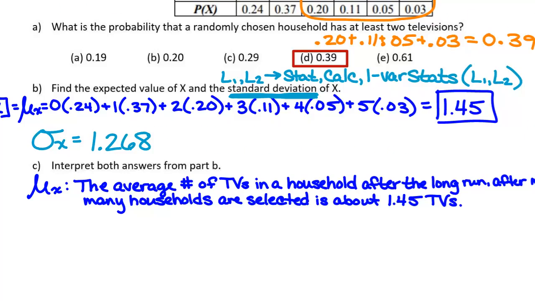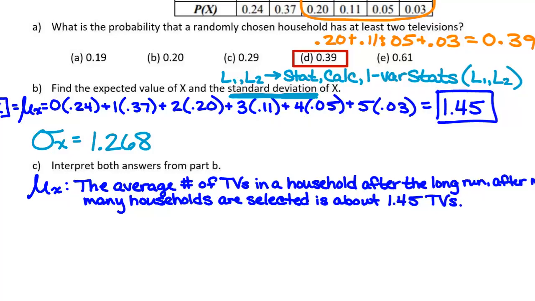So yesterday when we were going through the free response questions and we were looking at the interpretation of the mean, they always wanted you to have at least 2 of the 3. They want context, so they would want to see something about televisions in there. They would want to see something about average and something about the long run or this being repeated many times.